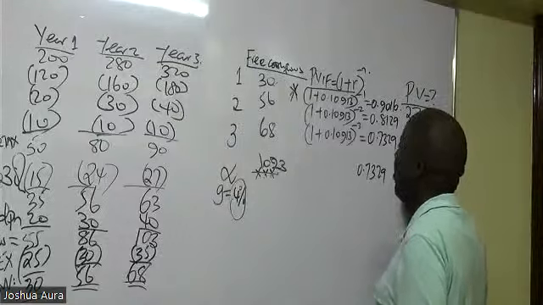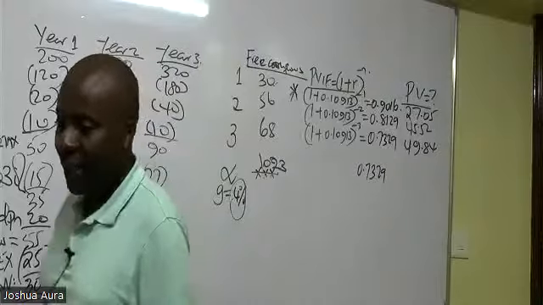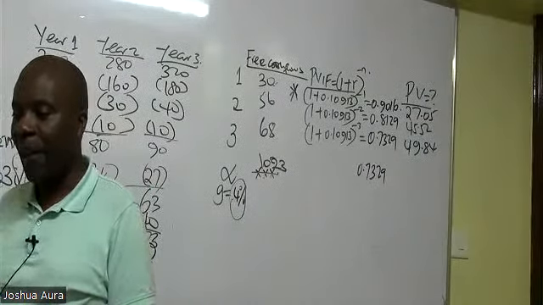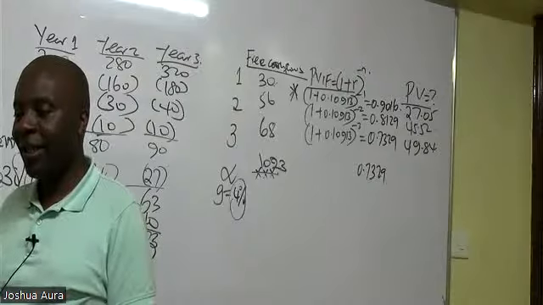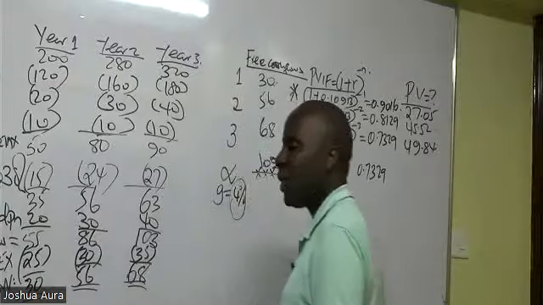How about infinity? 93.7329 comes to how much? We have 749.76.